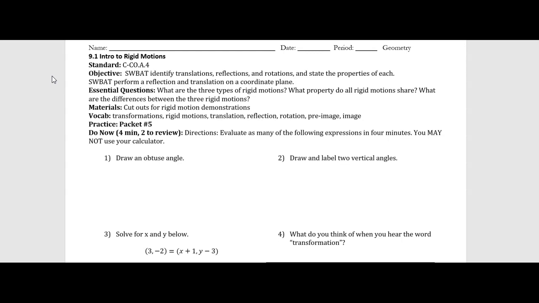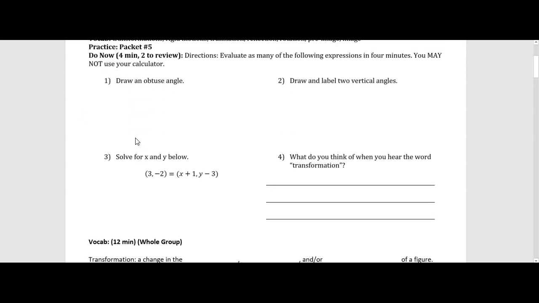Before we get started with any new material, let's do a couple of review problems. You have 4 problems here, and take the next 3 or 4 minutes, pause the video, and see how many of these you can get done.